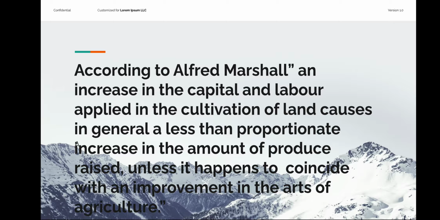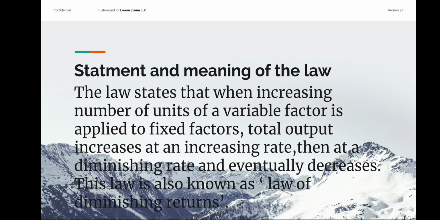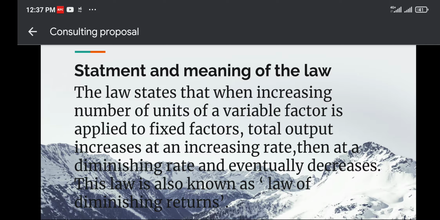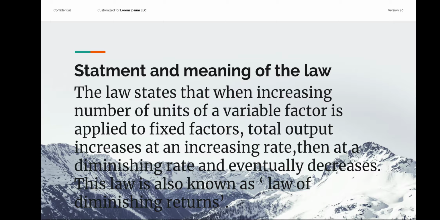So, according to this law of variable proportion, when you increase the output by increasing variable factors, when variable factors are combined with the fixed factors, the total output increases at an increasing rate, then at a diminishing rate, then eventually decreases. This law is also known as the law of diminishing returns.